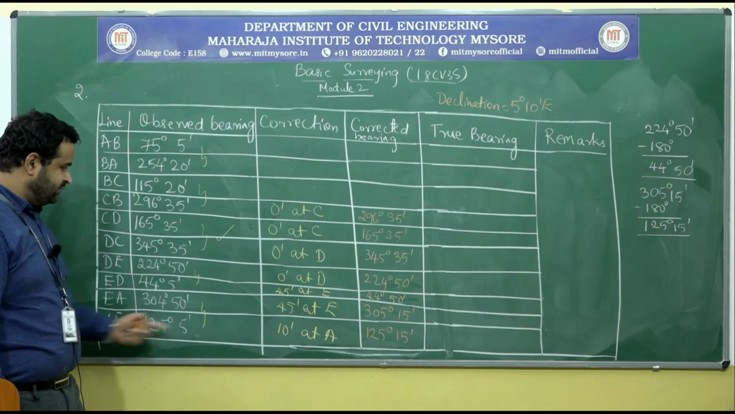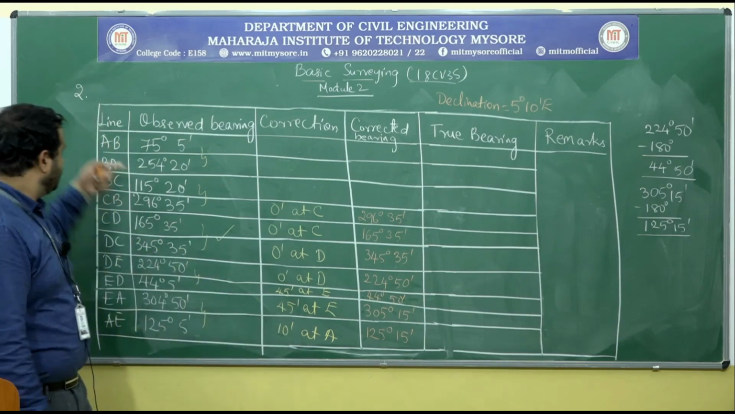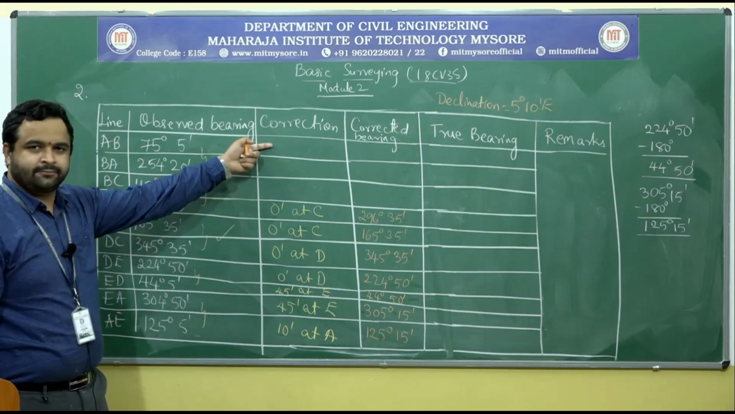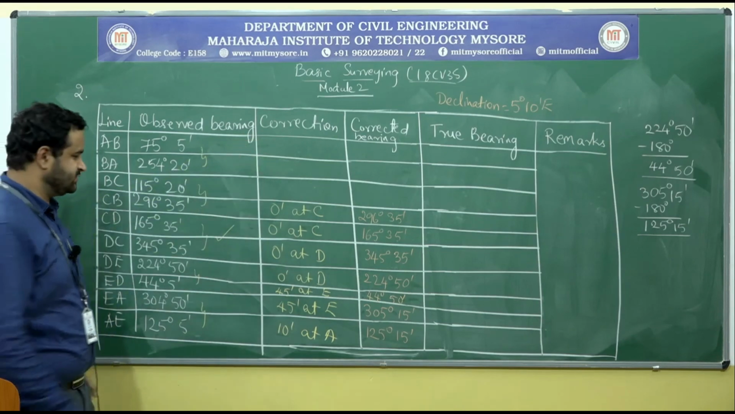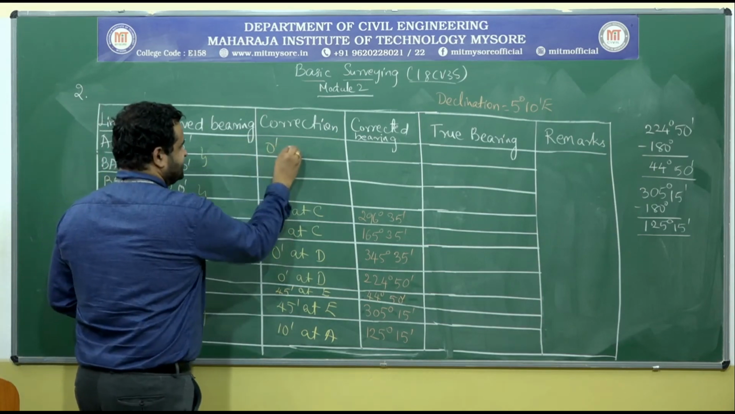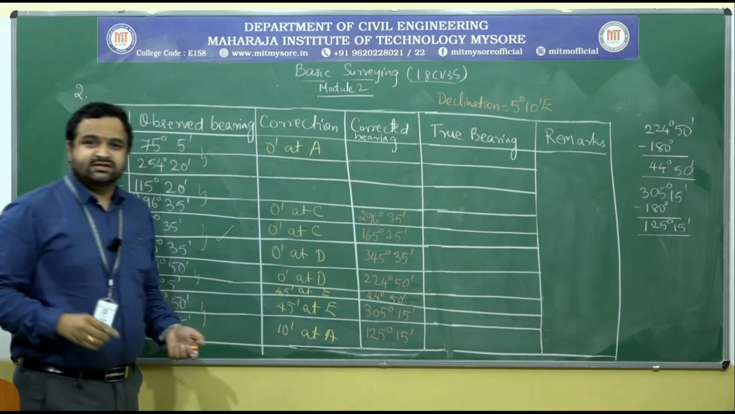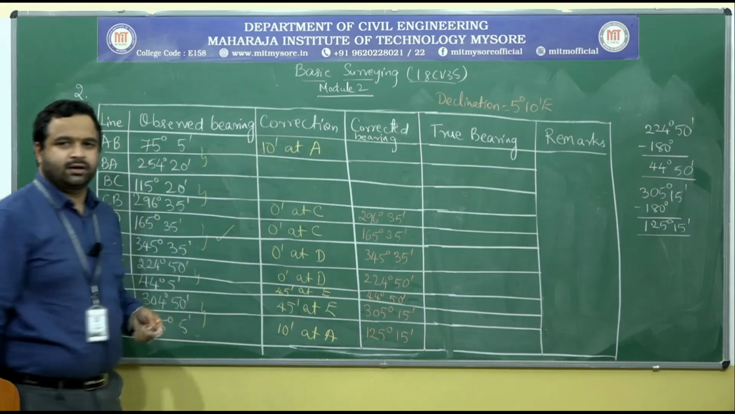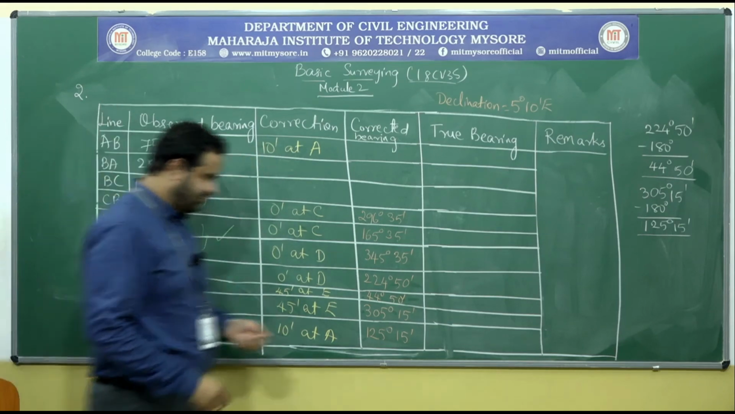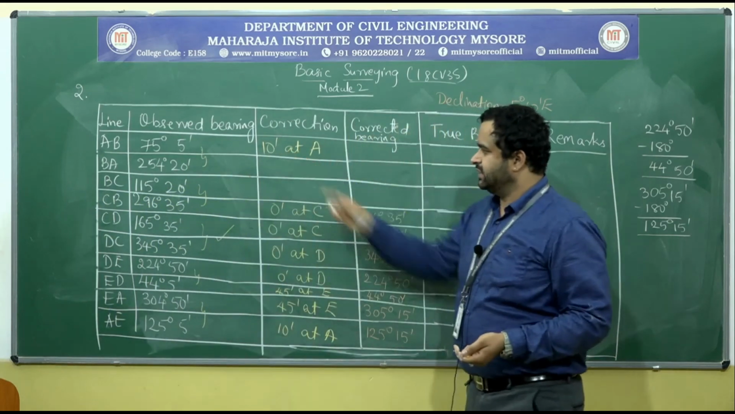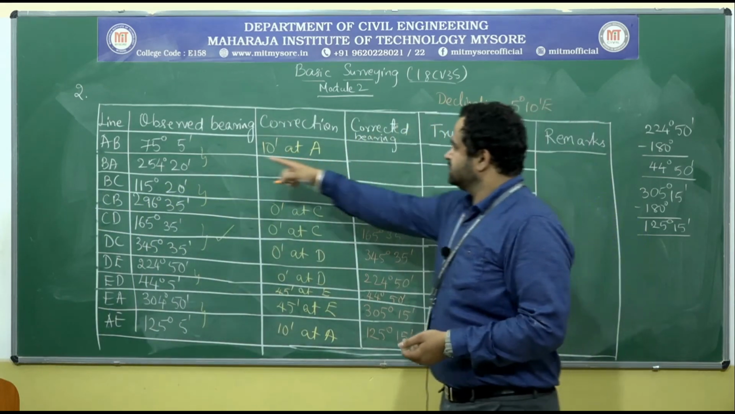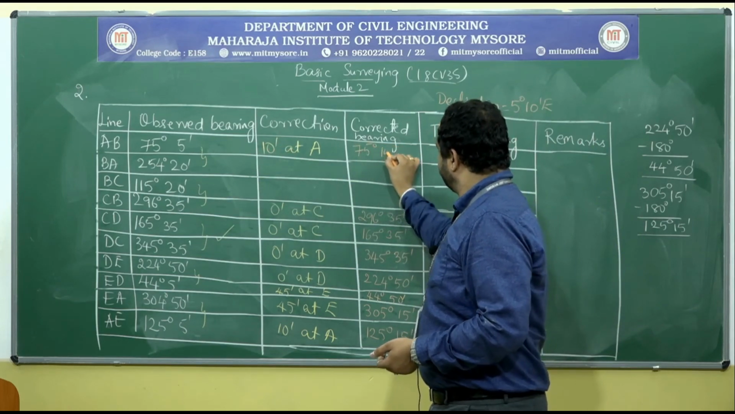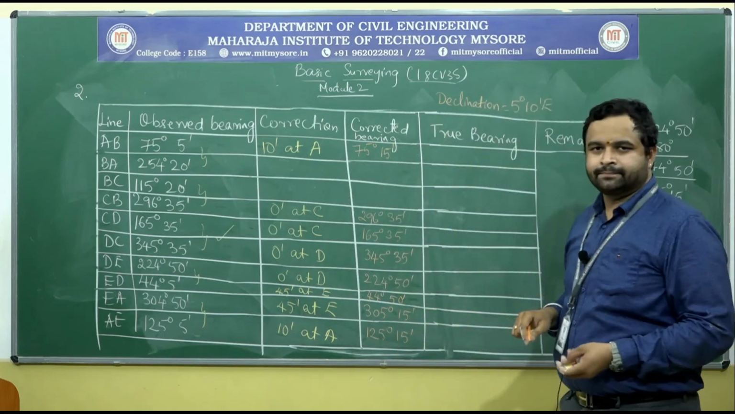So from AE, if you apply a 10 minutes correction at A, and if you observe this line AB, you should apply the same correction here because you are taking station A as reference. Since it is given as a closed traverse, the same correction is to be applied at station A. After applying a correction of 10 minutes at A, 75 degrees 5 minutes plus 10 minutes will give you 75 degrees 15 minutes. This is the correct bearing.